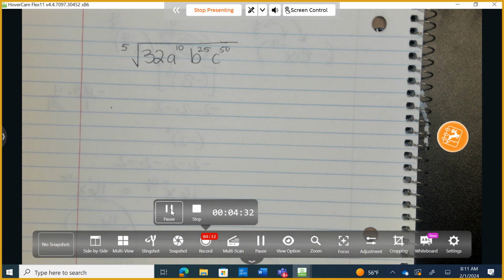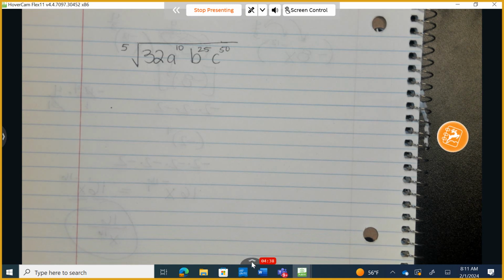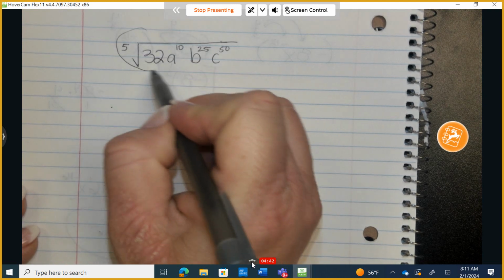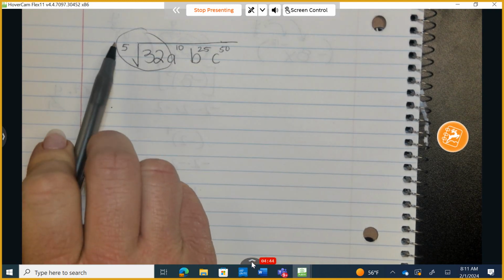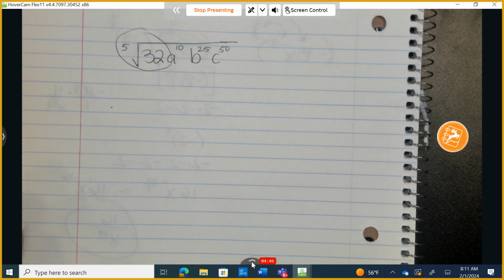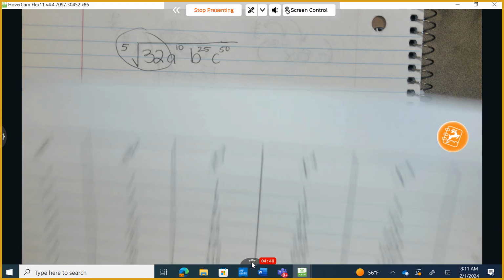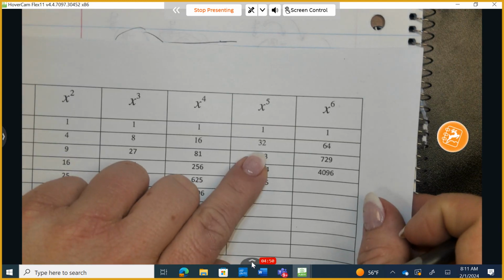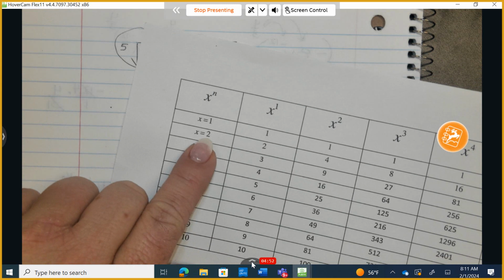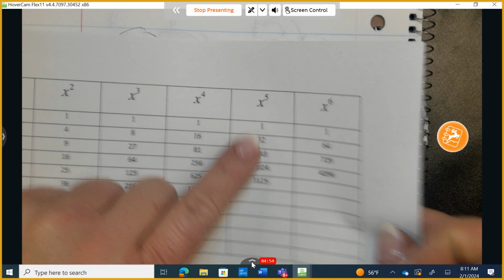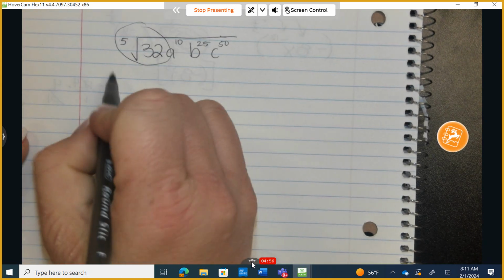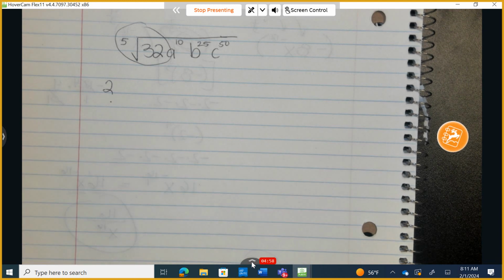Let's take a look at a second type of problem. We're going to start off very easy with this particular problem. So I want to reduce this. It is in radical expression. So I ask myself, okay, 5. I go into category 5 or column 5 and locate, is 32 there? In fact, 32 is there. So 2 times itself 5 times gives us 32. So I'm able to take this out of the radical and reduce it down to a 2.